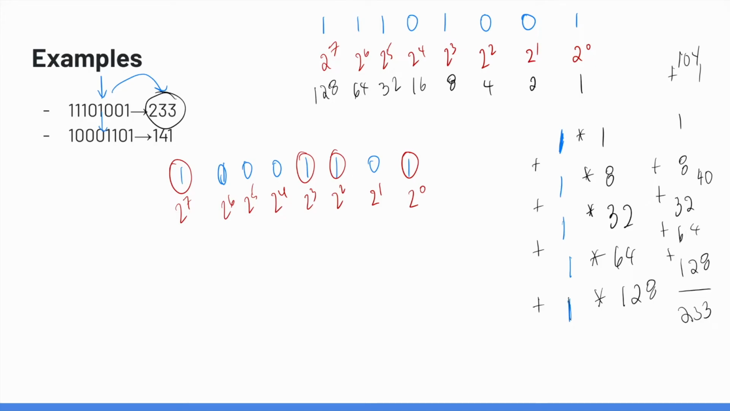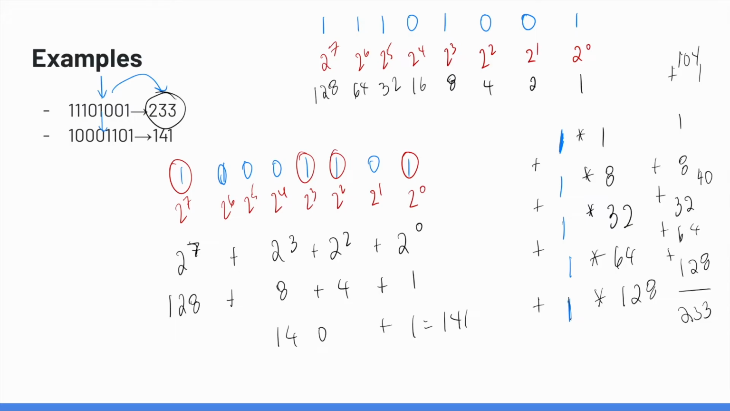We're multiplying by 1 every time. This isn't a denary or decimal number. So we can just do 2 to the power of 7 plus 2 to the power of 3 plus 2 to the power of 2 plus 2 to the power of 0. Remember, 2 to the power of 7 is 128, so we're going to have 128 plus 8 plus 4 plus 1. And so 128 plus 12 is going to give us 140. So we're going to have 140 plus 1 equals 141. That's how you go ahead and do that.